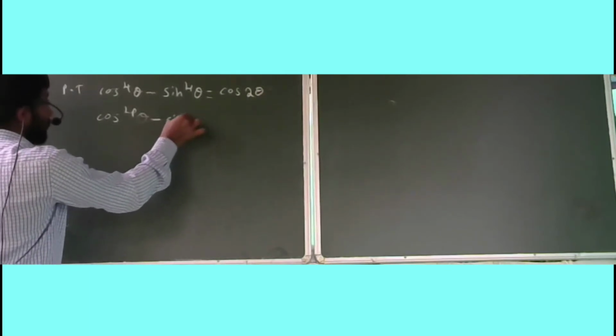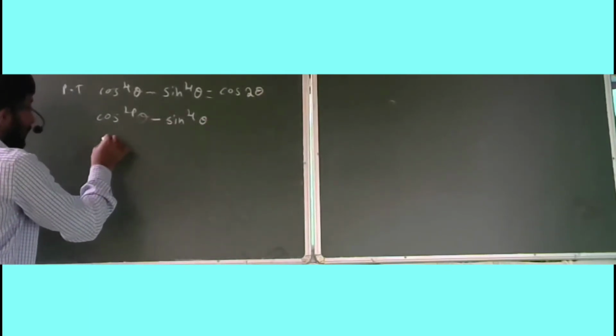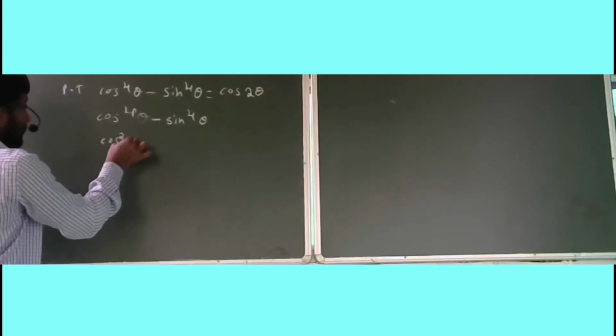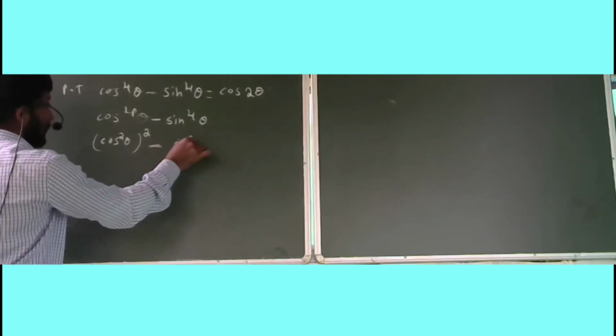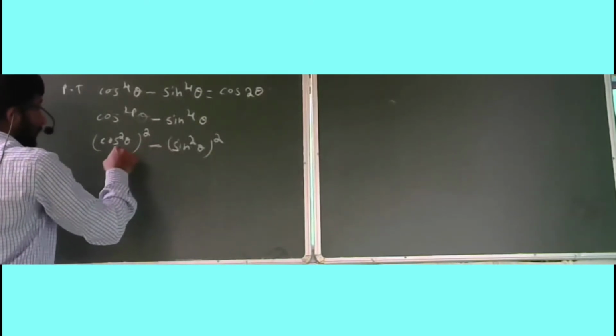See the next question. Prove that cos to the power 4 theta minus sin to the power 4 theta is equal to cos 2 theta. Okay. First consider the LHS. Cos to the power 4 theta minus sin to the power 4 theta. Here I am writing it as cos square theta whole square minus sin square theta whole square. A to the power m to the power n is a to the power mn. So you will get cos to the power 4 theta minus sin to the power 4 theta.